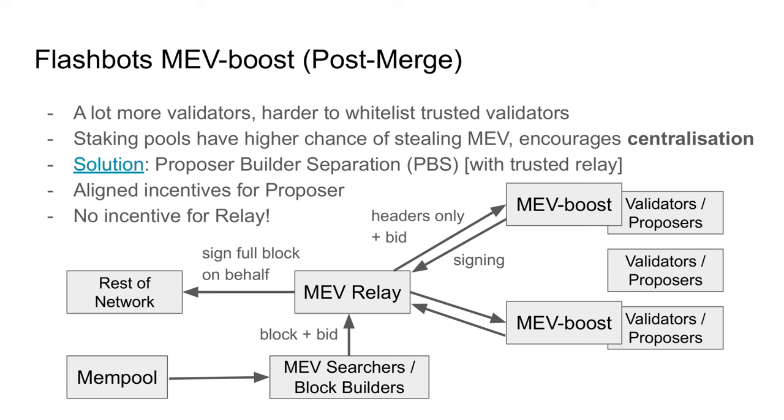And the relay, having known the full block, because the validator signed the headers, would send the full block and sign the full block on behalf of the validators, and then send it to the rest of the network. And this way, the validators cannot send the full block with other transaction data. They cannot steal the MEV, because if they tried to do so, the network will see, hey, you signed two different blocks, and the validators will get slashed for it. They'll lose their stake. So this is a solution, but you can see that.